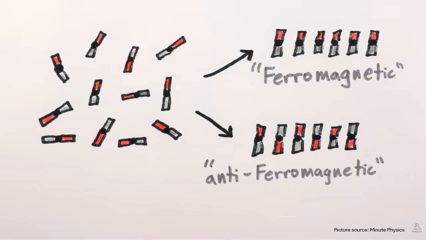If you look at the top where it says ferromagnetic, all of the poles are aligned with each other. So all the north poles are facing north, all the south poles are facing south. That would be like iron. Iron is ferromagnetic, so all the particles in iron are going to be aligned just like that.